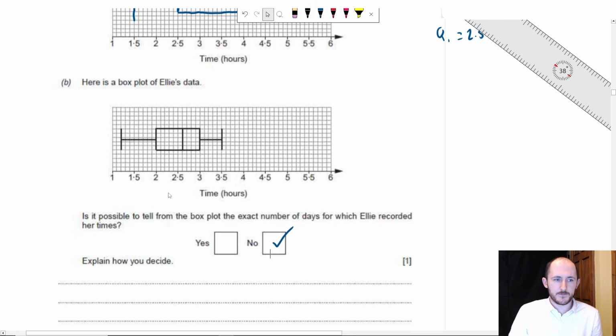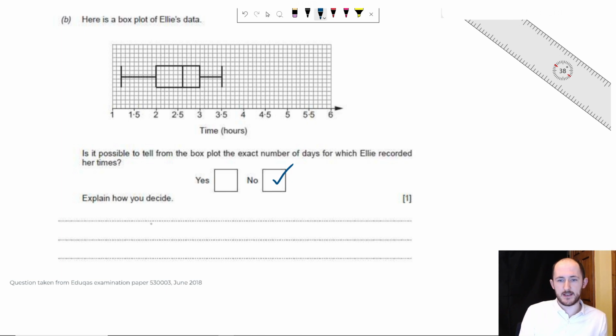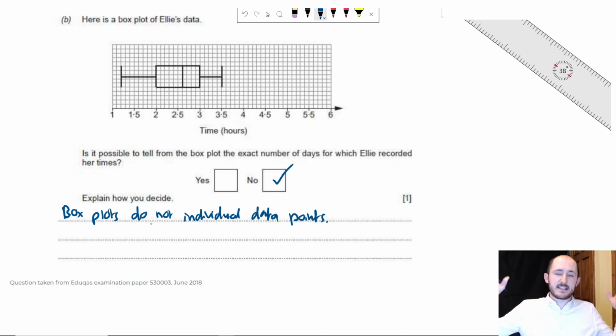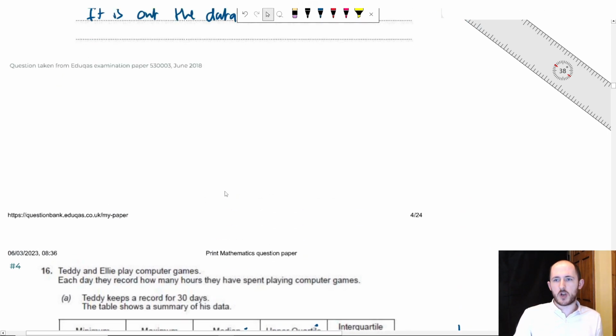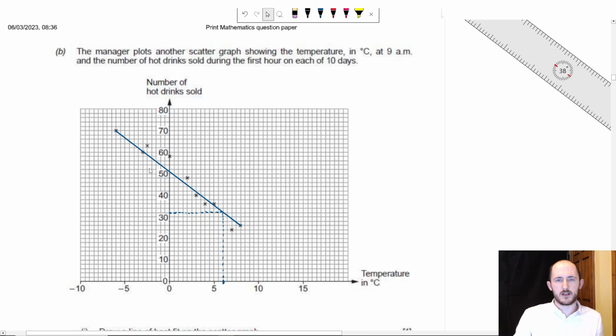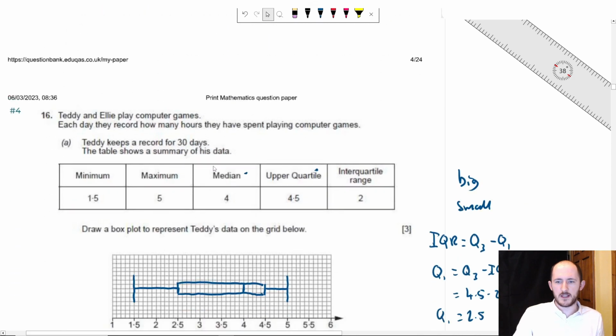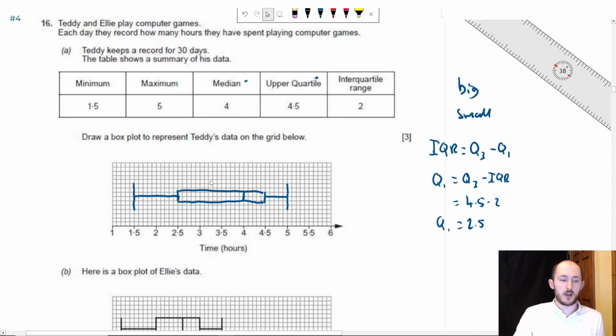It doesn't, right? So what I would say here is box plots do not show individual data points. The reason why box plots are so useful is you can use them for big data sets. Let's say you had 500 pieces of data, right? You can't really use a scatter graph because it'd be huge, enormous, and very blurry and you wouldn't see much. So these tend to be used for a large number of data.